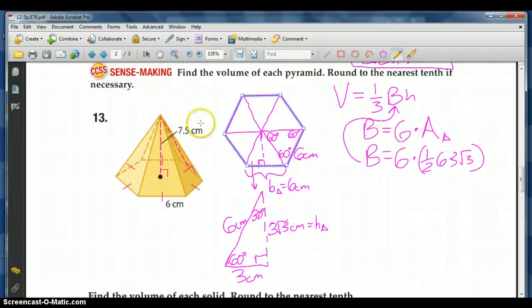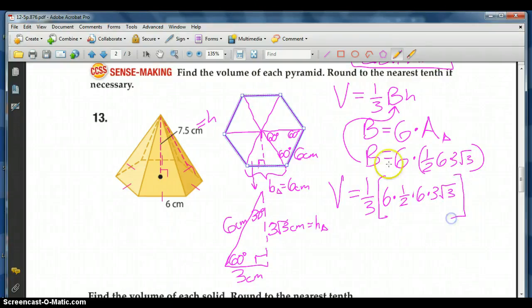The height of our pyramid is right here. It is 7.5. So volume is equal to 1/3 area of the base, which is 6 times 1/2 times 6 times 3 square root of 3, and then times the height of our pyramid, which is 7.5 centimeters.